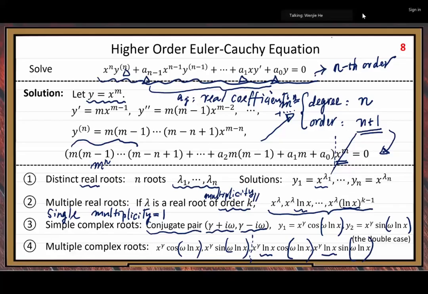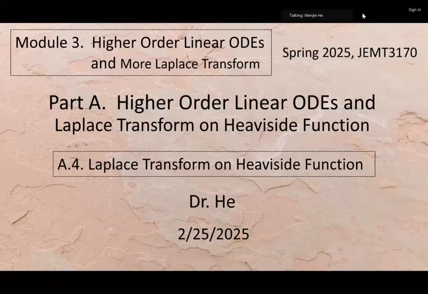So then our last topic of part A, 8.4, Laplace transform on Heaviside function. The Heaviside function is a special function. Another commonly used name is the unit step function. Unit, its value is 1. Step, like a step.